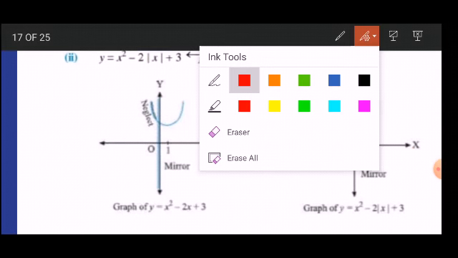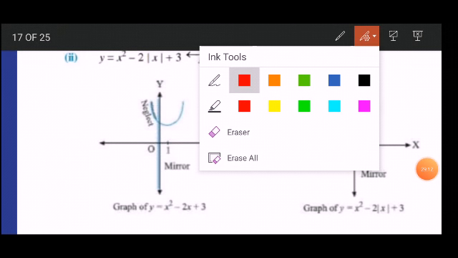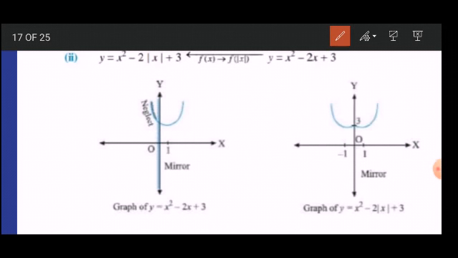Let me consider this. So let's see, x square minus 2x plus 3. This portion is the x square minus 2x plus 3 part. And here finally we get the graph of f of mod x. So we find a W-shaped graph, with points at x equal to 1 and minus 1.